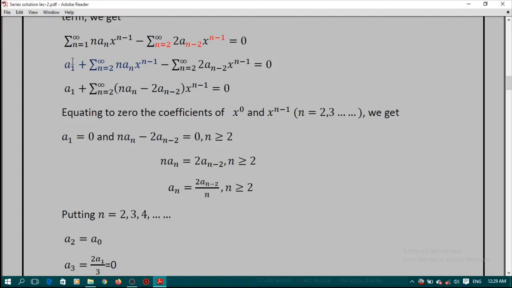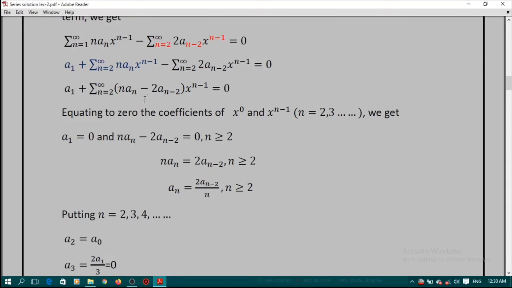So we get a1 plus summation n running from 2 to infinity n an x raised to n minus 1, minus the next summation will be as it is. So summation n running from 2 to infinity 2a n minus 2 x raised to n minus 1, and that equals 0. Now you can observe the power of x are same, the range of summation are same. So now we can merge these two summations. So a1 will be as it is plus summation n running from 2 to infinity in a bracket n an minus 2a n minus 2 into x raised to n minus 1.